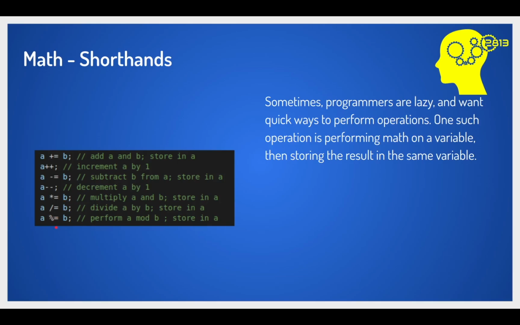And another thing is you can increment and decrement by 1 by just doing plus plus or minus minus. So incrementing is just adding 1 to something, and decrementing is subtracting 1.